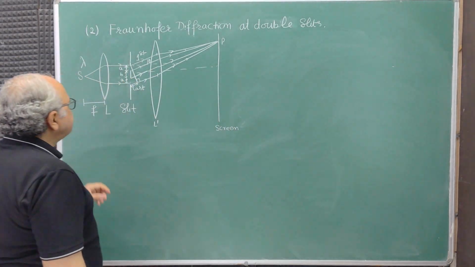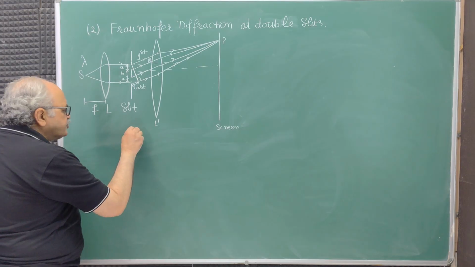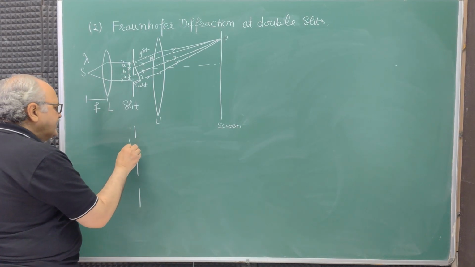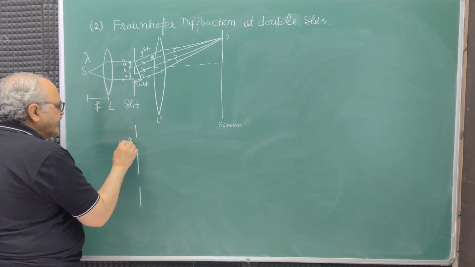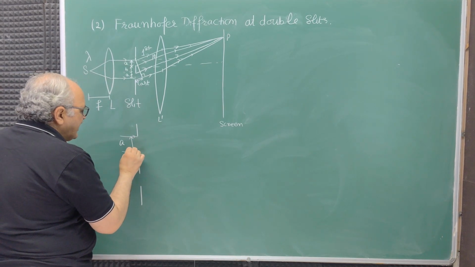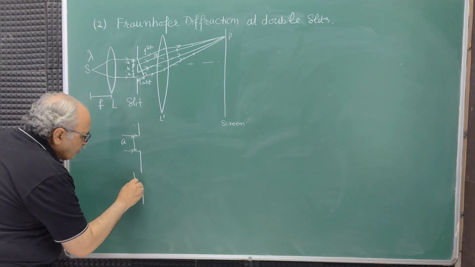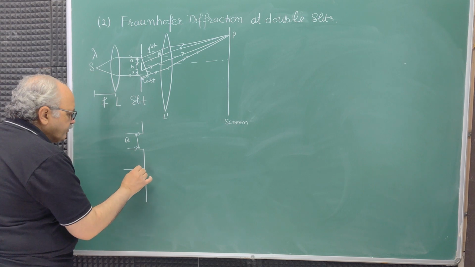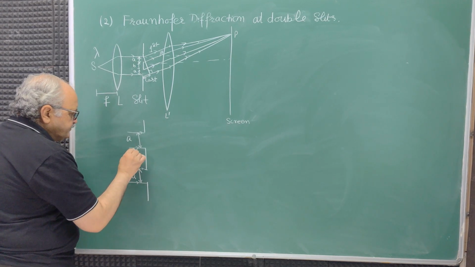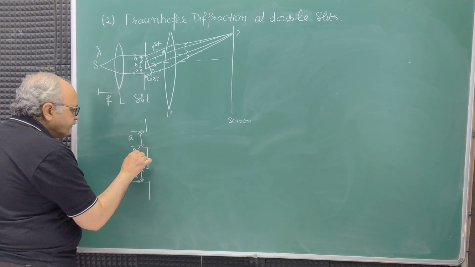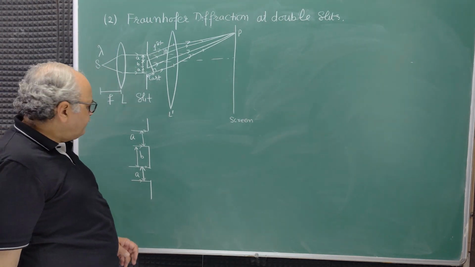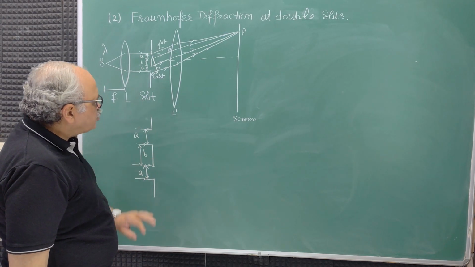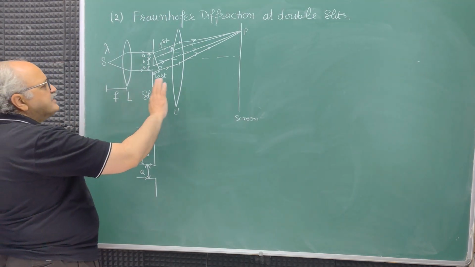We have 2 slits, and these 2 slits are identical. Identical means that the spacing from where the light can pass, that is a, is the same for both of them, and the blockage is of width b. It may be the same, may not be the same. So this is a and a, that makes the 2 slits. And once again we have similar geometry.